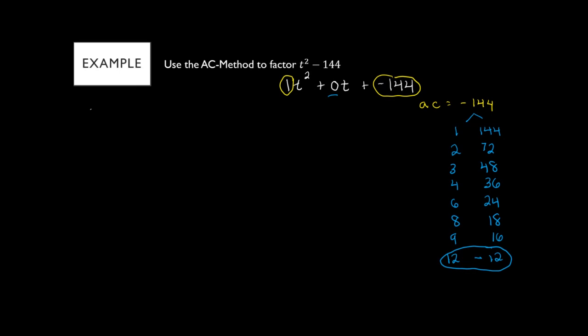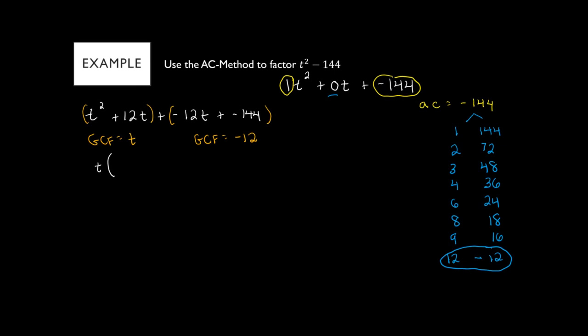So I've got t squared plus 12t plus negative 12t plus negative 144. So instead of writing the 0t, we now have 12t and negative 12t. So I'm going to group them. And my greatest common factor is just t in the first one. And then I can divide a negative 12 out of the second.